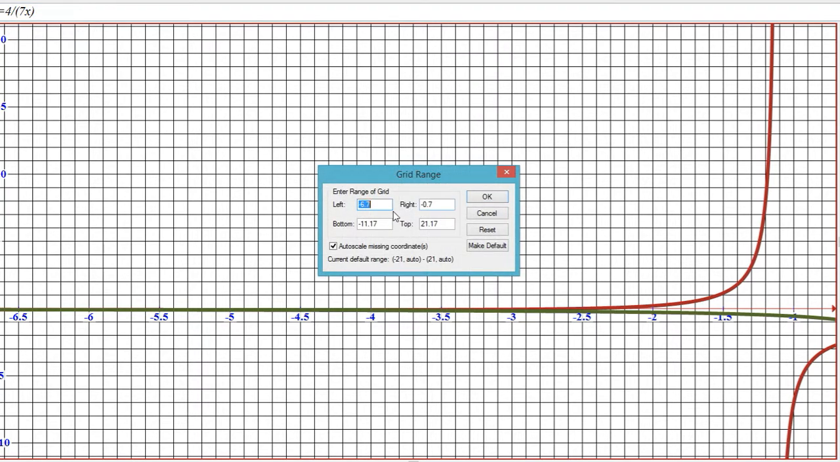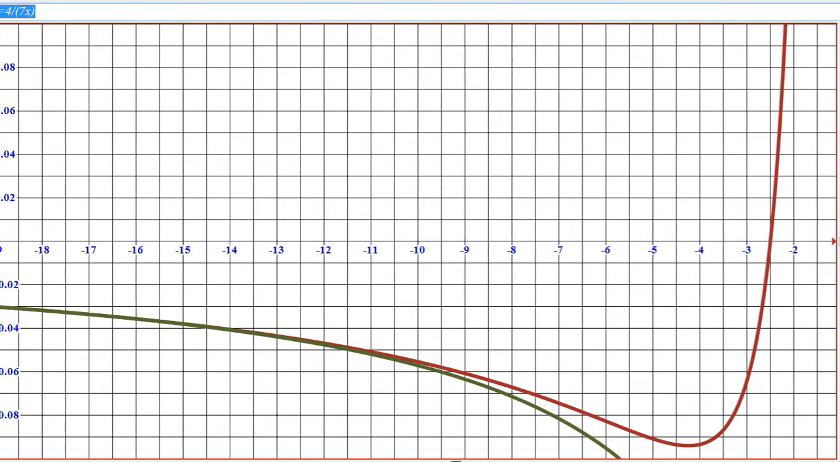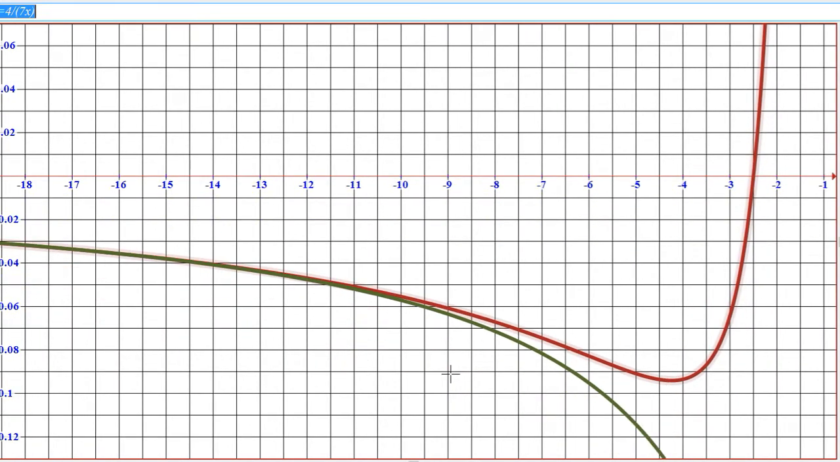So if I zoom in there close, let's do some grid range here. Let's go from negative 20 to negative 2. But let's zoom in a little closer on the y's, negative 0.1 to 0.1. Let's see what that looks like. There you can kind of see some interesting things happening. If we zoom in on that scale, you'll see that somewhere here the original function, see this part here, is concave up, right here.